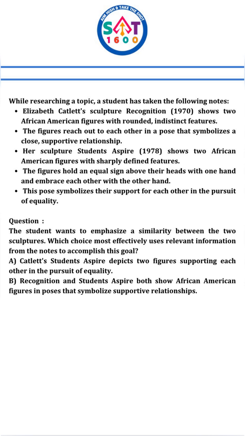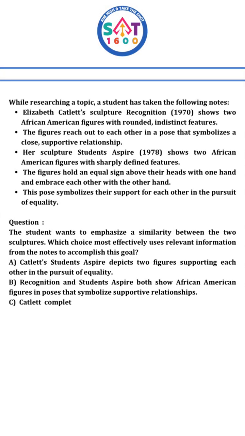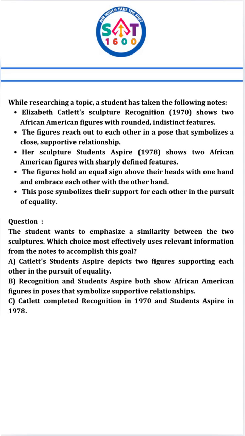So option C says Catlett completed Recognition in 1970 and Students Aspire in 1978. So this talks about the different time periods when the two sculptures were completed. So this, in a way, is talking about a difference between them. So it doesn't match the requirement of the question.